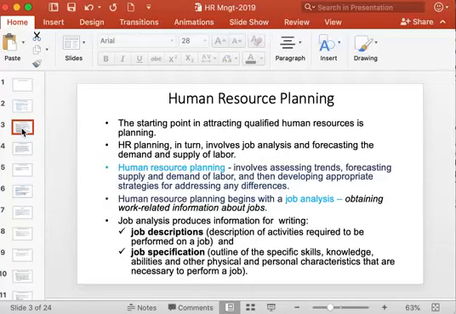Now to talk about the human resource planning, it is the starting point in attracting qualified human resources. HR planning in turn involves job analysis and forecasting the demand and supply of labor. Human resource planning involves assessing trends, forecasting supply and demand of labor, and then developing appropriate strategies for addressing any differences.